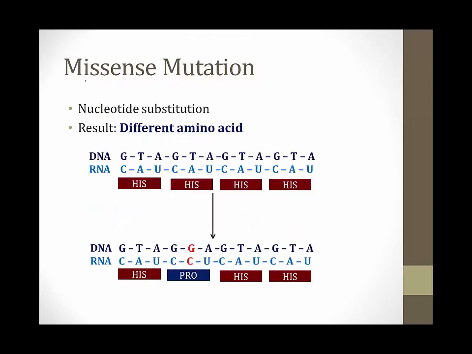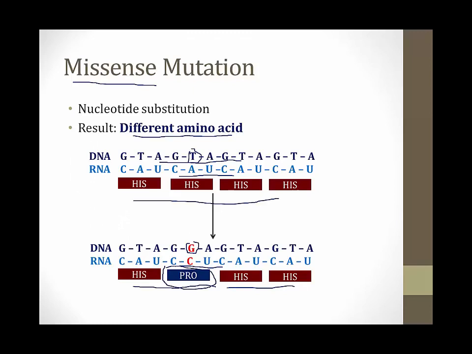A final type of point mutation is called a missense mutation. This is a nucleotide substitution that results in a different amino acid in the final protein. For example, imagine if we had this stretch of DNA that coded for this stretch of mRNA. This would synthesize a protein with 4 histidine amino acids. If we change just one nucleotide, this T right here, to a G, we would then get this stretch of mRNA, which now codes for a histidine followed by a proline followed by 2 histidines. This is called a missense mutation. We have changed the amino acid in the final protein because of a point mutation.